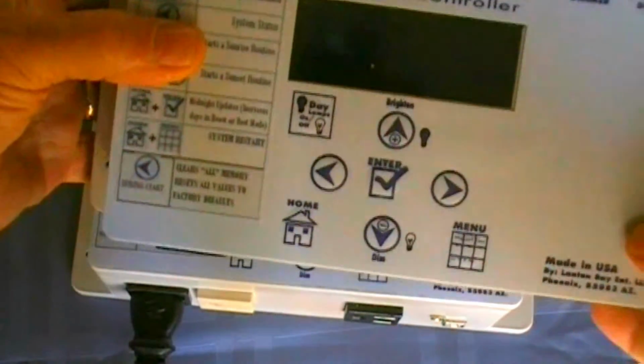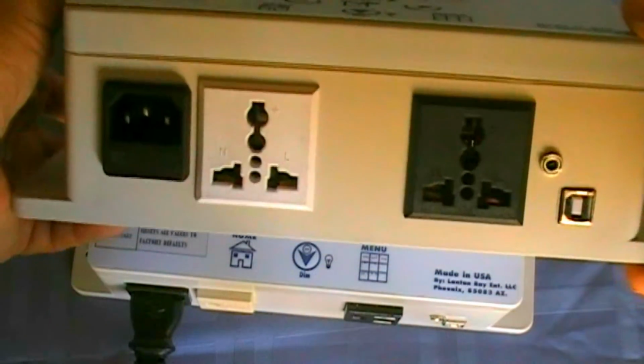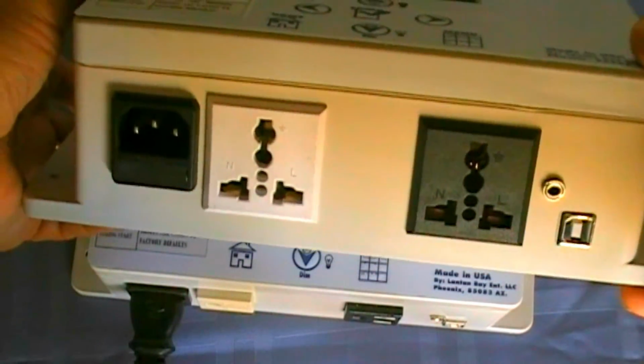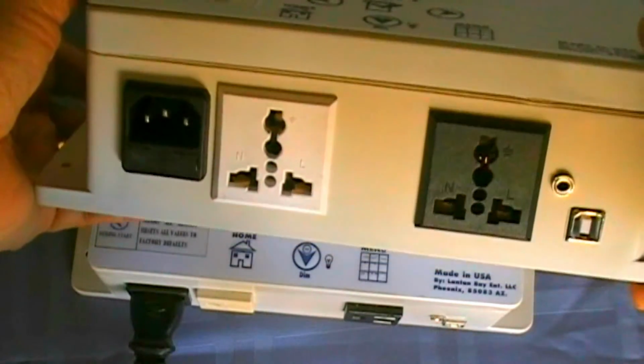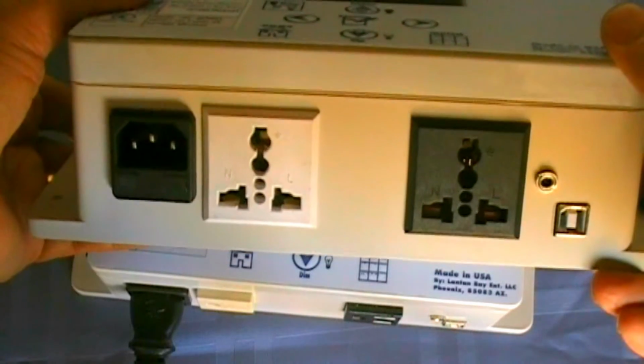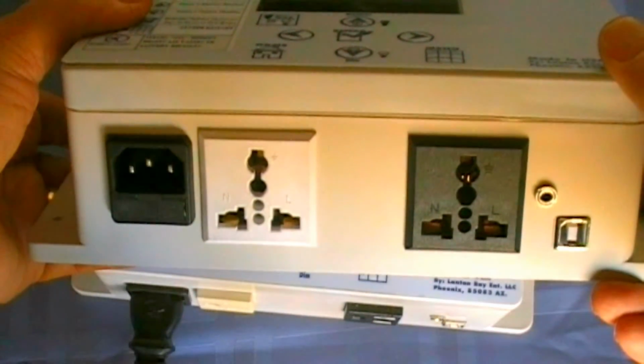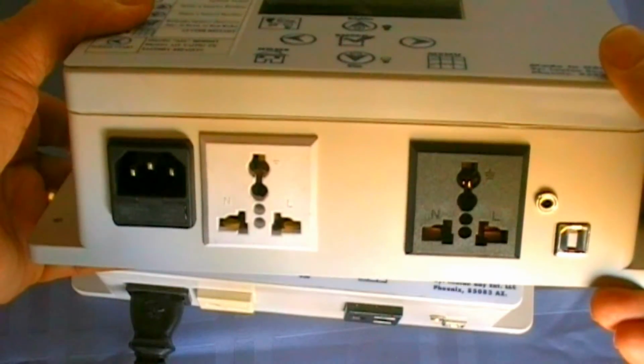And this, my friends, is the European version of the SunFlex24Plus. There are two primary differences. The power supply is capable of 205 to 240 volts AC, and the frequency is 50 hertz.